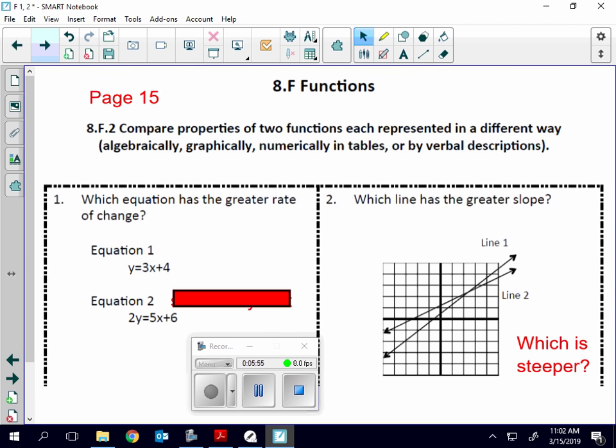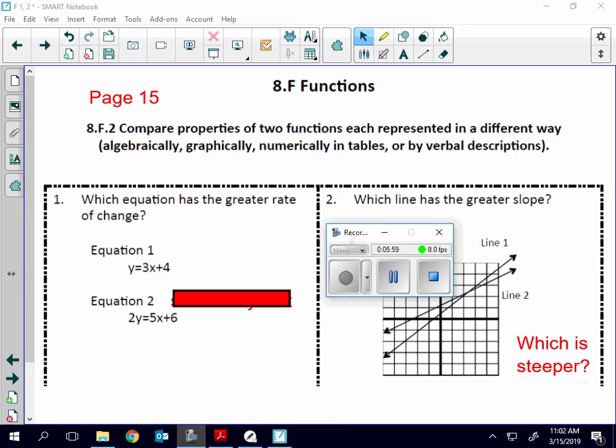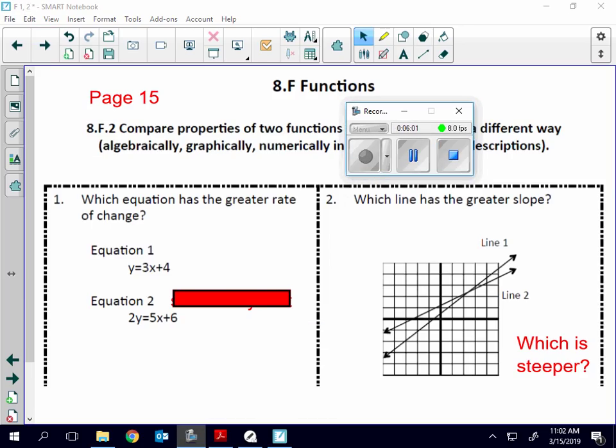All right, page 15. We're comparing properties now. This was the tough one, but we can do it. Number one, which equation has the greater rate of change? Well, you guys know rate of change means what? Slope. You guys know that. Okay, and that stands for the letter m. So we're looking for the m in my equation.